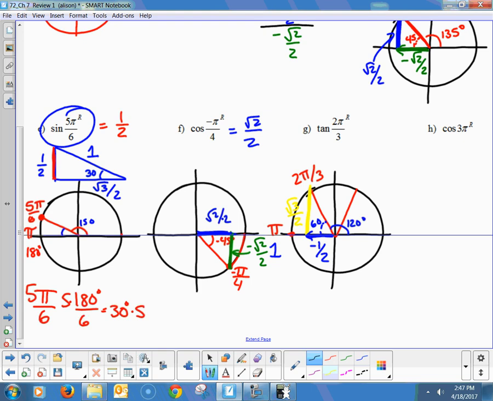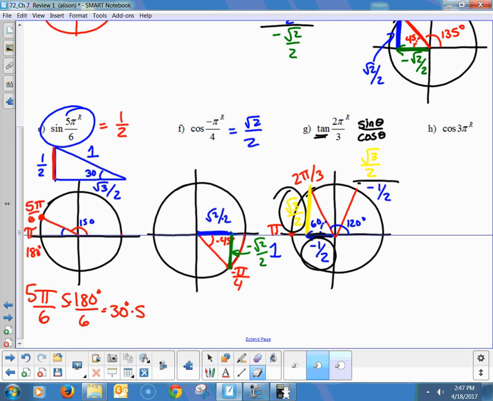Since we want the tangent, you could either think of it as the opposite over adjacent, or you could think of it as the sine of the angle over the cosine of the angle. They end up being exactly the same thing. The sine of the angle is that height, it's root 3 over 2, and the cosine of the angle is that x value, which is negative 1/2.